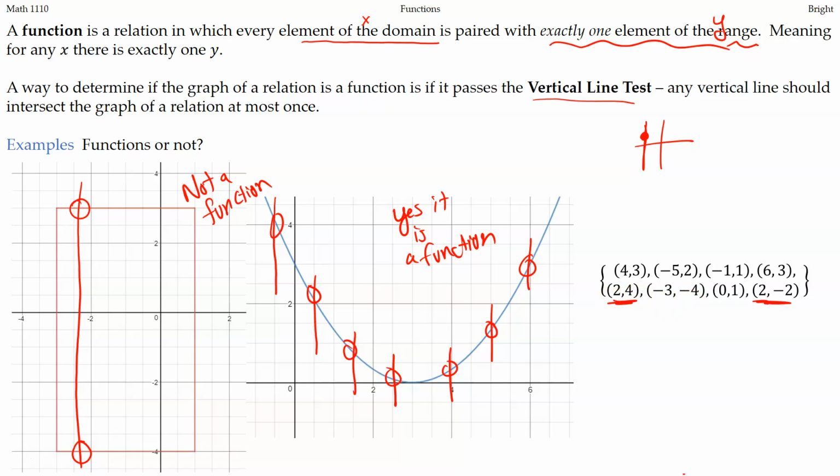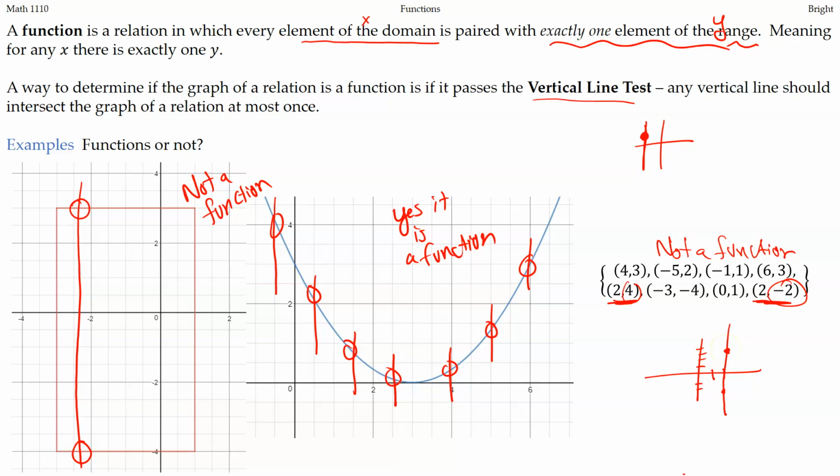Are the y values the same? No, right? I have this and this. So if I were to graph this, I could imagine here's 2 and here's 2, 4, and here's -2. This one would fail the vertical line test, so this one is not going to be a function. So again, if you're given a set of ordered pairs, look for the same x value occurring in that list, and then check whether the y values are the same. If it has different y values, not a function.